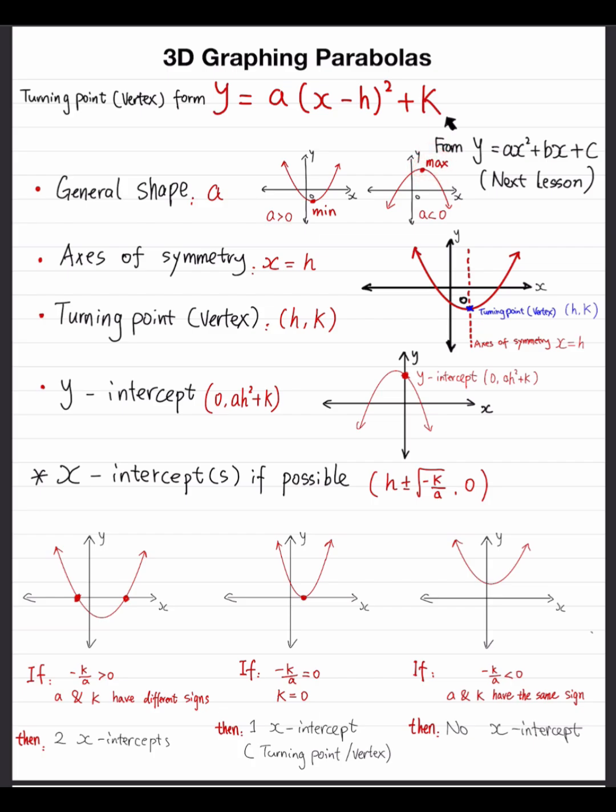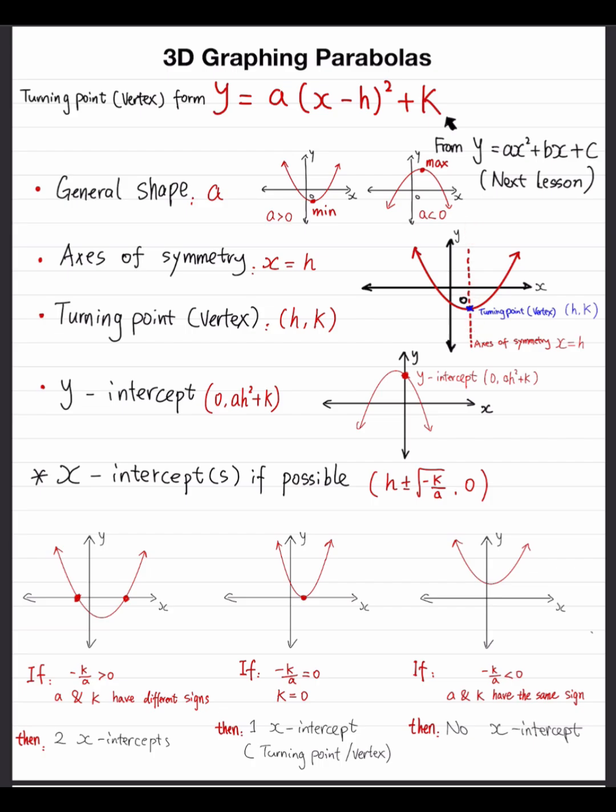The second feature of parabolas is the axis of symmetry. Because all parabolas are symmetrical, it is important for us to identify the axis of symmetry so that we know where the graph will be symmetrical, as well as to help us identify the turning point. The turning point lies on the axis of symmetry, which means they share the same x coordinates. As you can see here, x equals h gives us the axis of symmetry for the turning point form.